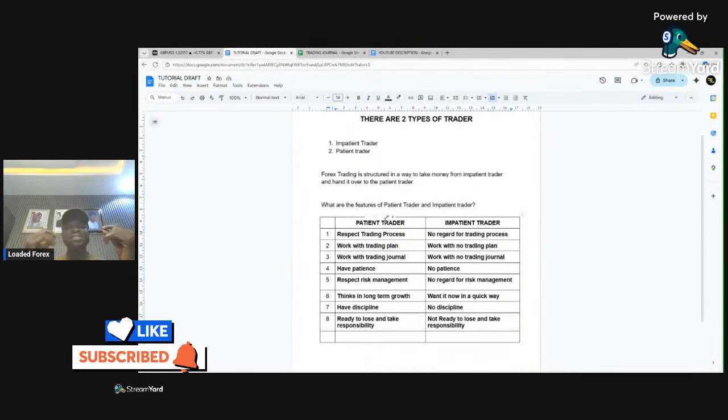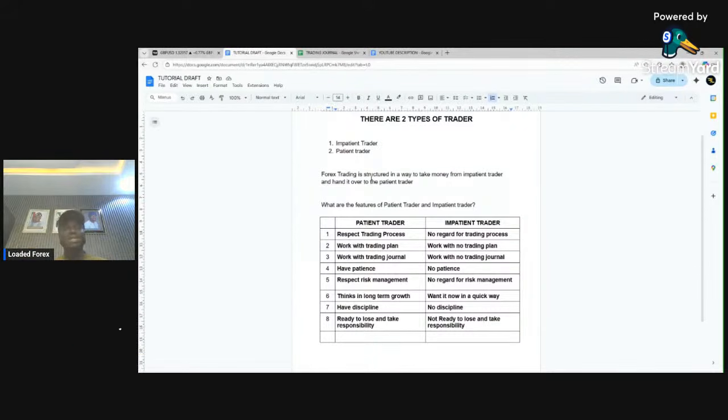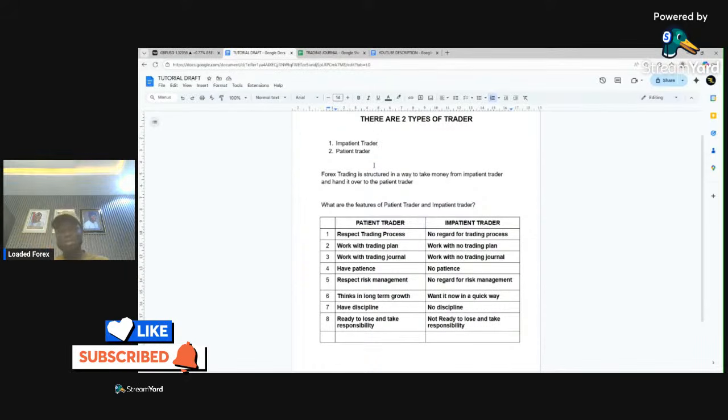You know, forex trading is structured in a way to take money from impatient traders and hand it to traders that are patient. If you still have this mentality in 2025 that successful trading or profitable trading is all about trading every blessed day, then trust me, you don't even know where you're heading to. Profitable traders don't trade all the time. It's all about knowing your targets, coming to the market to make money. If you lose, you accept the outcome of that trade and move on to the next opportunity.